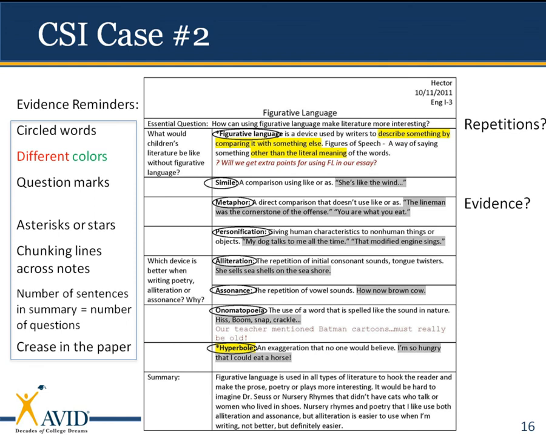got different colors, he's got question marks where he identified points of confusion, hyperbole down there at the bottom, he asterisked a future test question. So Hector did a great job of getting repetitions over these notes. He's probably going to do pretty well in this test.